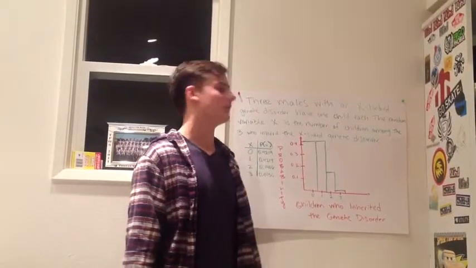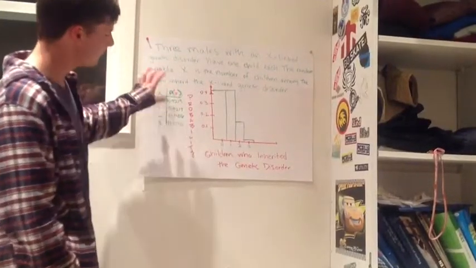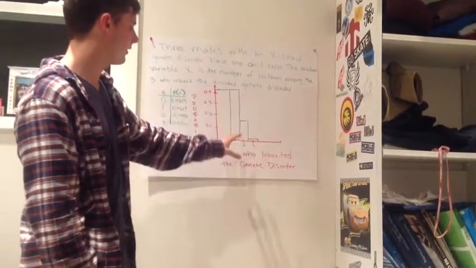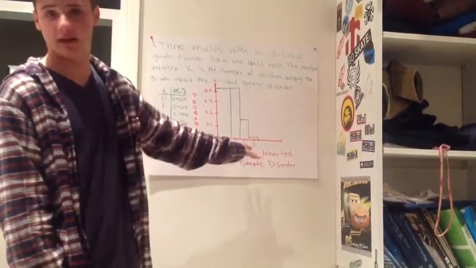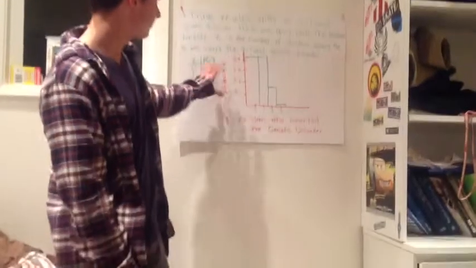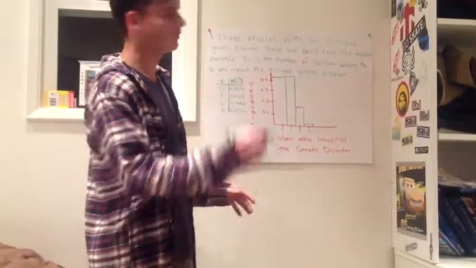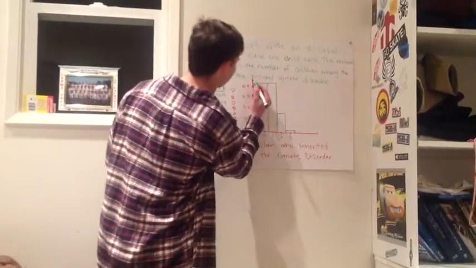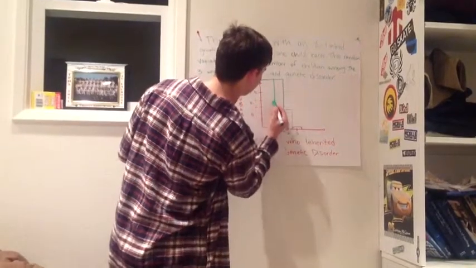Chart's done. So from the table over here, I moved on to the graph over here. On the x-axis, I put the children who inherited the genetic disorder, and then I put their probability on the y-axis. Then I started a graph, and I started up here, and then I started to make a line over there.